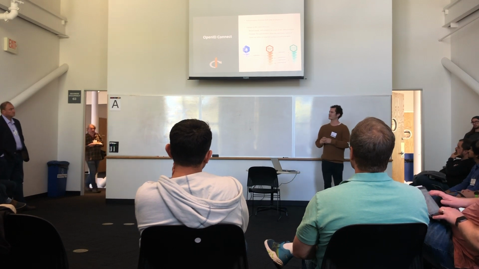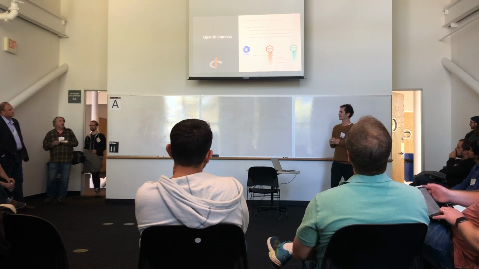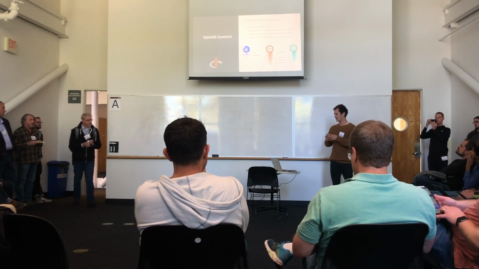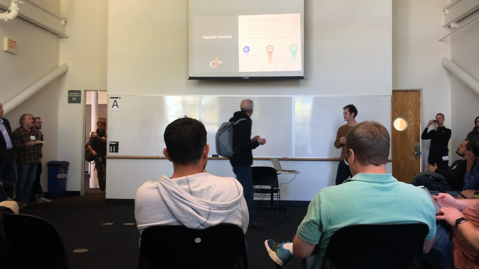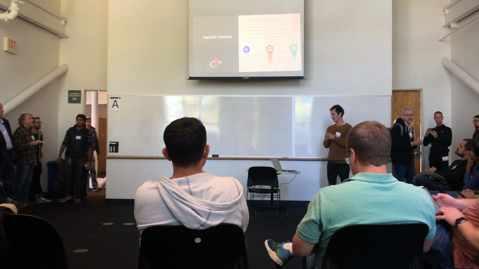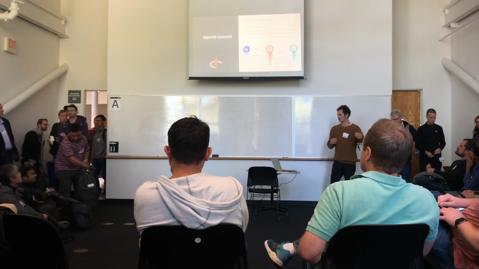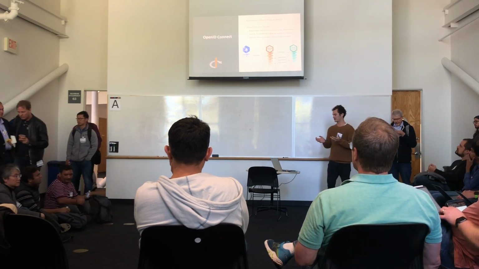I'm sure there's a bit of varied knowledge in here, but a lot of people will know exactly what OpenID Connect is, so I'll be rehashing it. But essentially it's an authentication protocol, like an identity protocol on top of OAuth. And we chose this when we were looking at the integration because there is a standard protocol defined between a relying party and an OpenID Connect provider that doesn't define the method of authentication, for one, because that's how OpenID Connect was designed. It was supposed to create innovation at that layer and create support for a multitude of different authentication mechanisms. It's got broad usage in industry. All of the major IAM providers and beyond already use this technology, and the spec's flexible enough that it allowed us to expand it to work with this method of authentication.